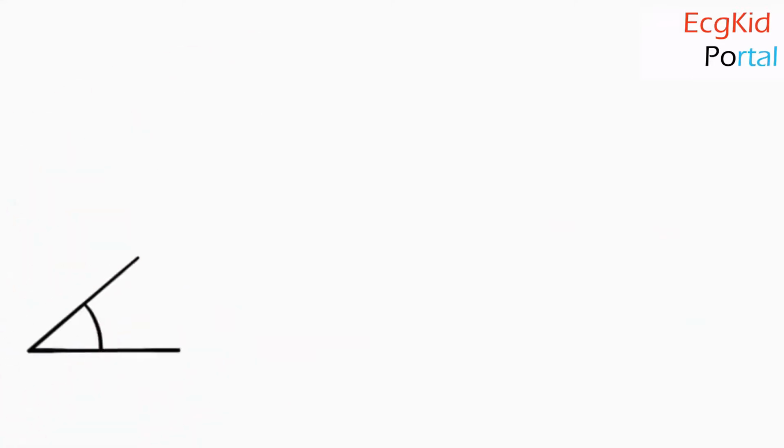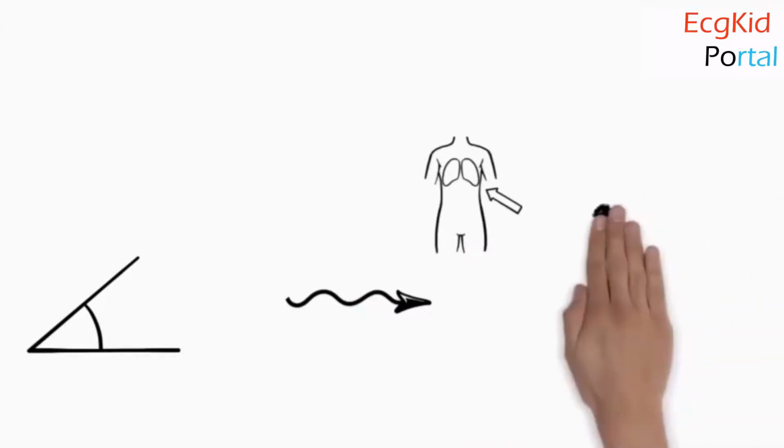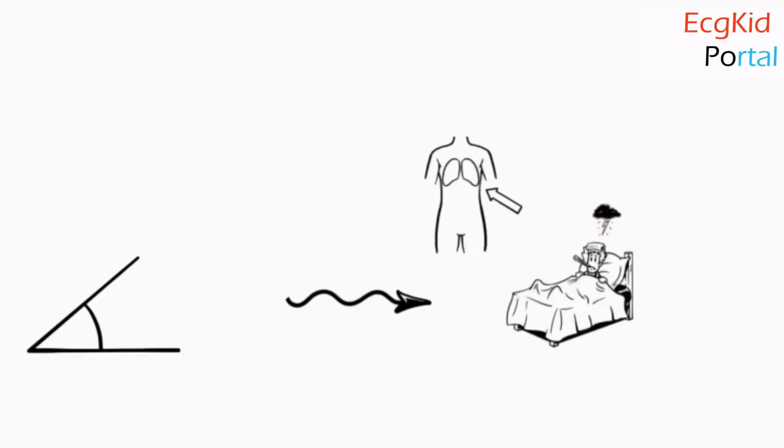Acute pulmonary embolism is when there is the sudden development of pulmonary infarct which may result in sudden occurrence of symptoms.